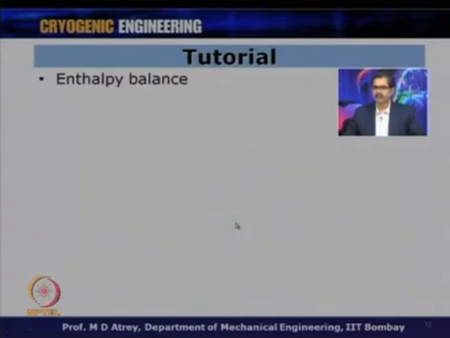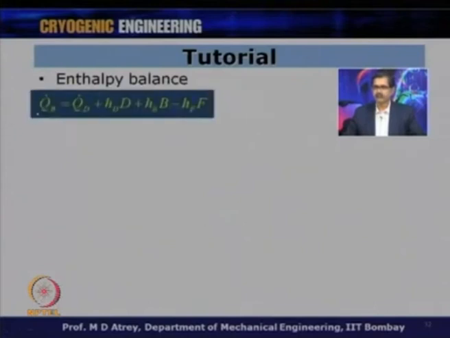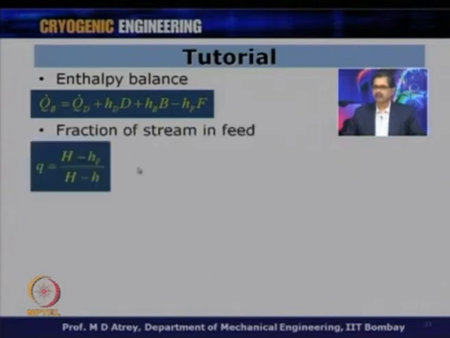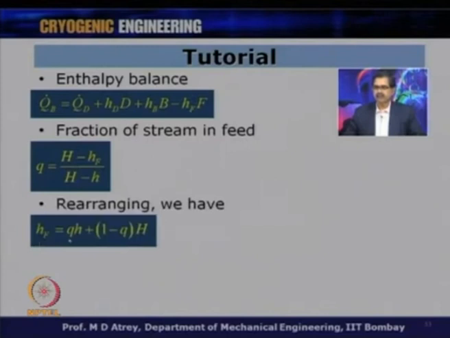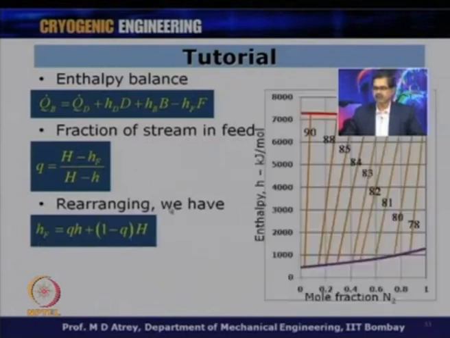Now, what we do is energy balance. So, enthalpy balance. Calculate the value of QB, because QD is given to us as 500 kilowatts. We know we have to calculate enthalpies for these values. Calculate enthalpies for the feed depending on the composition and get the value of QB. So, fraction of stream in feed is Q, which is known to us. Enthalpy HF is equal to QH plus (1 minus Q)H, which is coming from this quality expression.